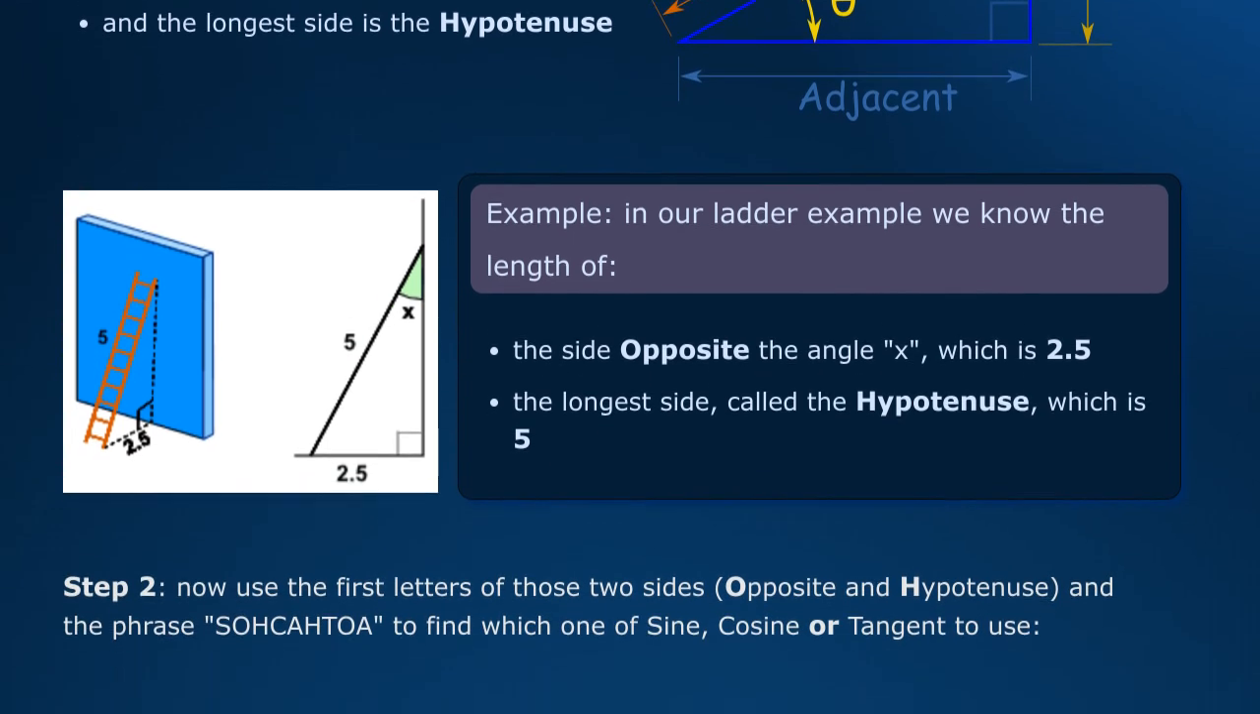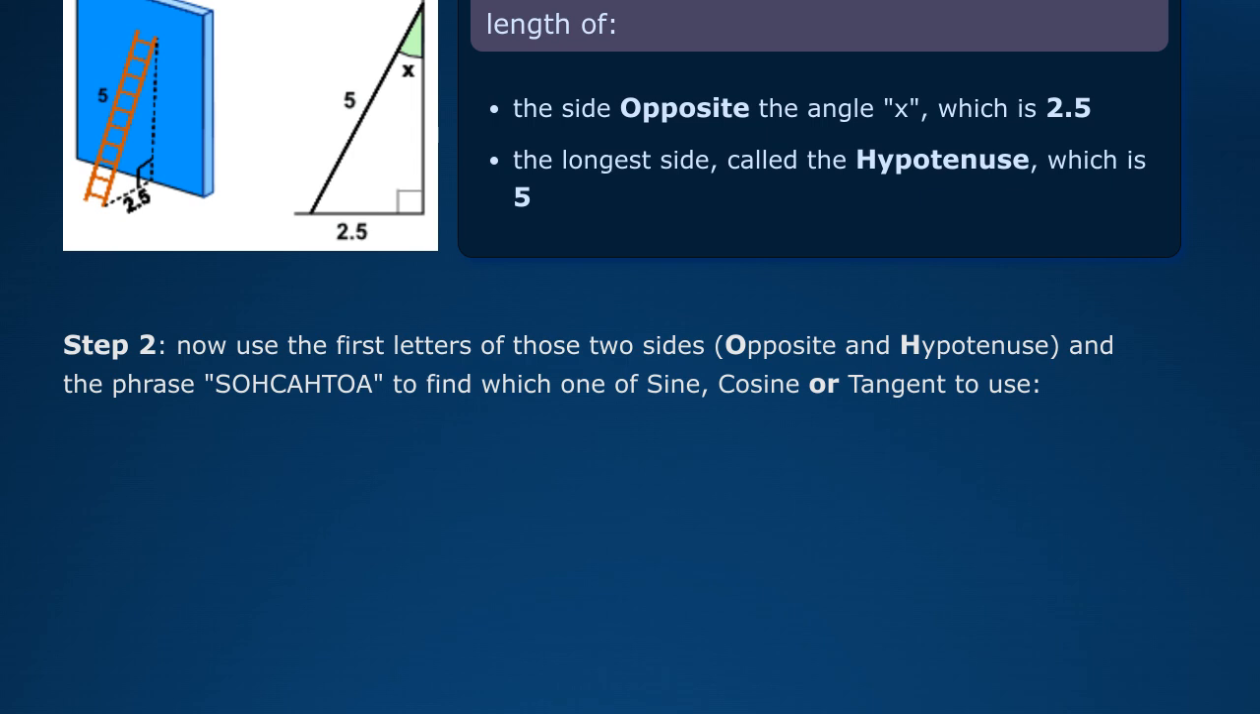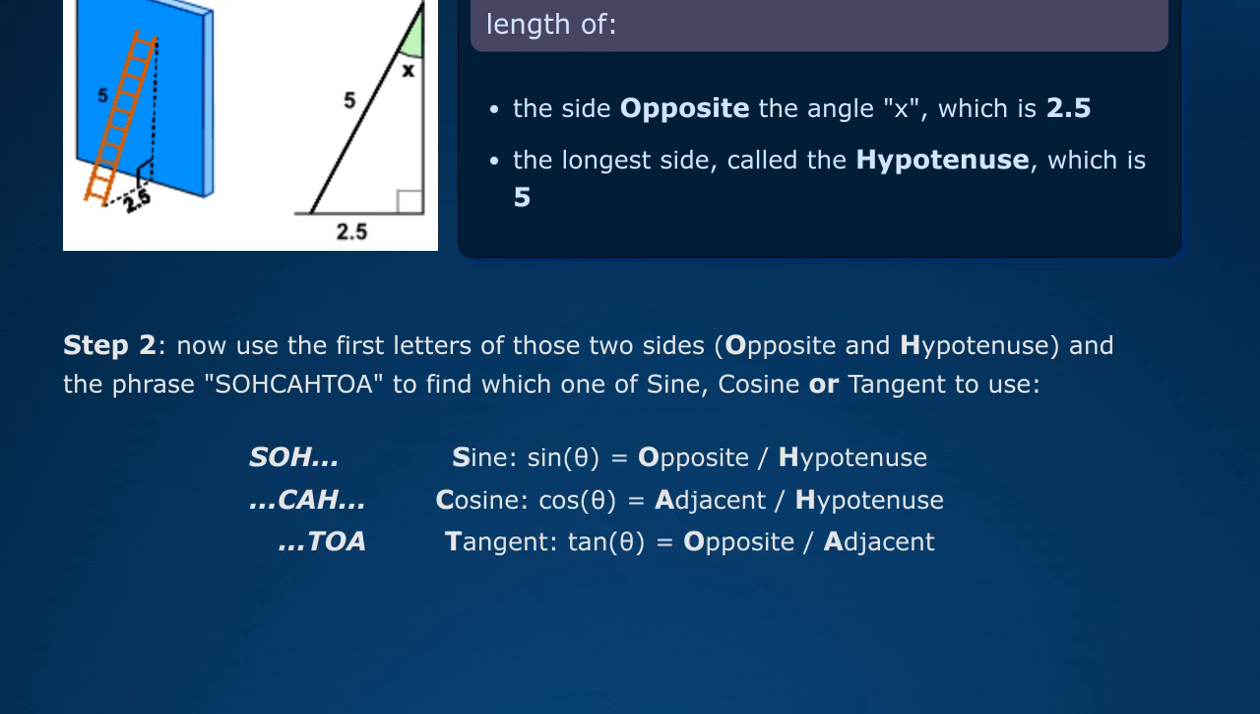Step 2. Now use the first letters of those two sides, opposite and hypotenuse, and the phrase SOHCAHTOA to find which one of sine, cosine, or tangent to use. Sine of theta equals opposite divided by hypotenuse. Cosine of theta equals adjacent divided by hypotenuse. Tangent of theta equals opposite divided by adjacent.